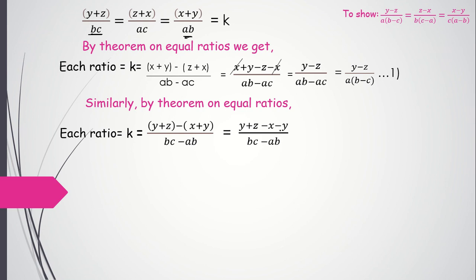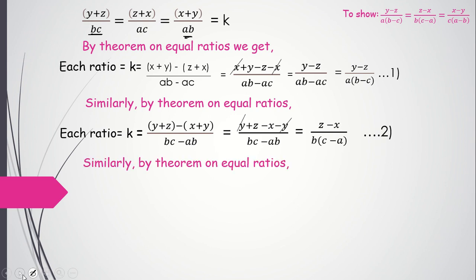Y minus Y will get cut. So we will get Z minus X upon B, take B common, in the bracket C minus A. So we got the second ratio also. Similarly we will get the third ratio also.